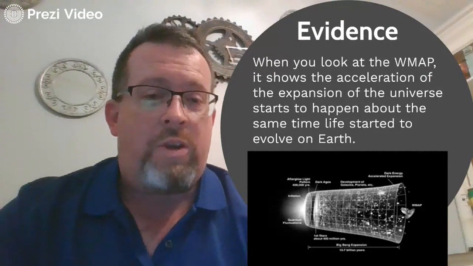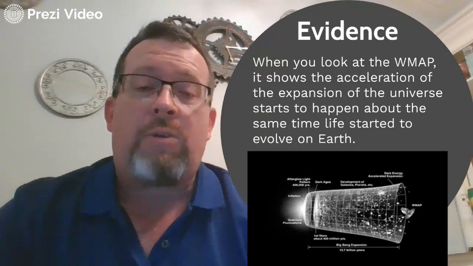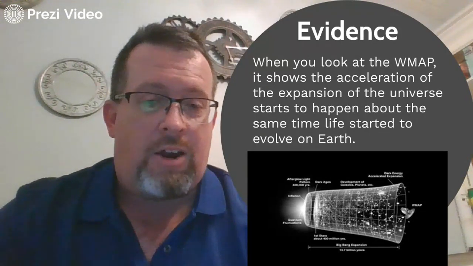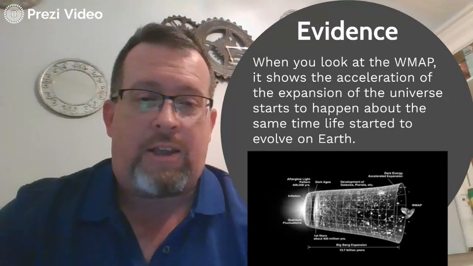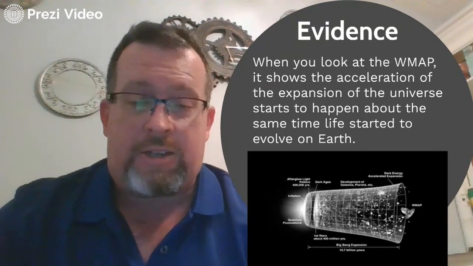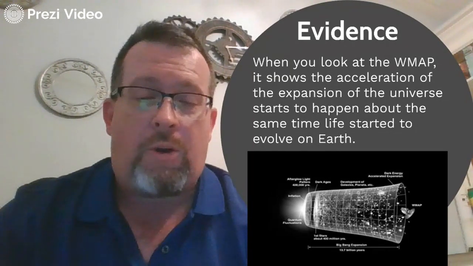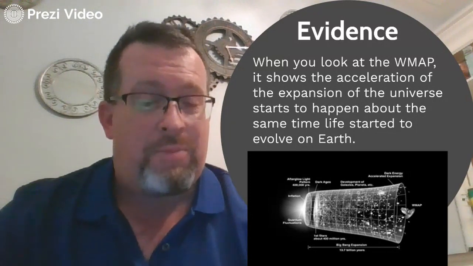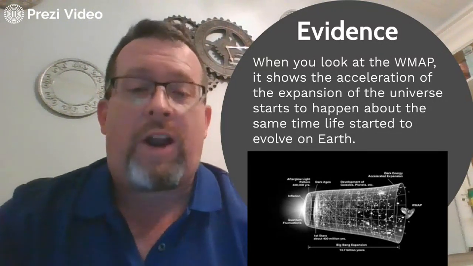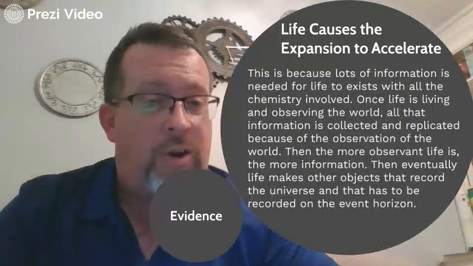And here's the evidence. When you look at the WMAP, it shows the acceleration of the expansion of the universe starts to happen about the same time life started to evolve on Earth. This has some big implications that I will talk about later on in the book. But you can see here, and you can also look at anything else on when the expansion started. They say the acceleration of the expansion started taking place about 4 billion years ago. Life started about 3.8 billion years ago on Earth, or that's our oldest fossil record of it. It could have started happening before that. We don't know, but they are very, very close to each other.